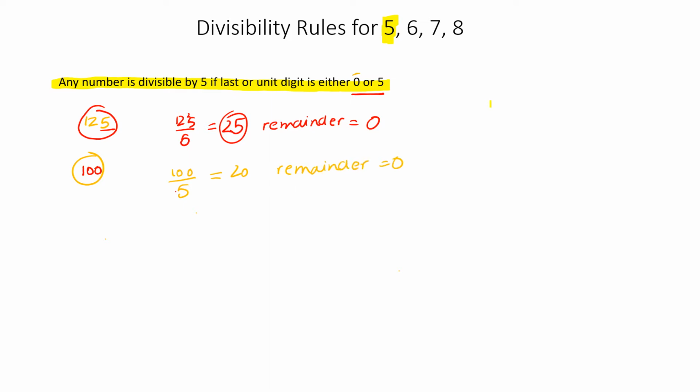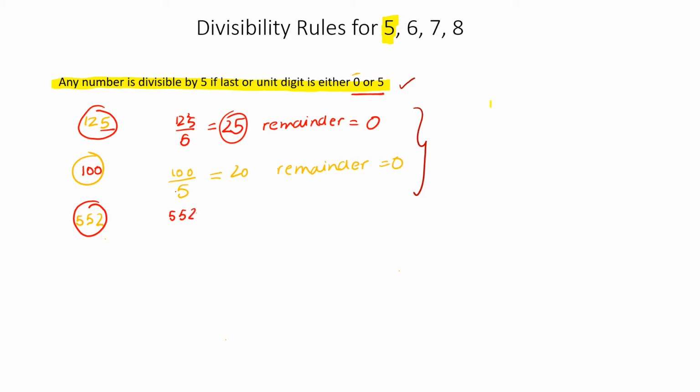So these two examples prove that this divisibility rule is true. But let me show you where it doesn't work. Let's take a number, say 552. According to our divisibility rule, this should not be divisible by 5. And let's check it out.